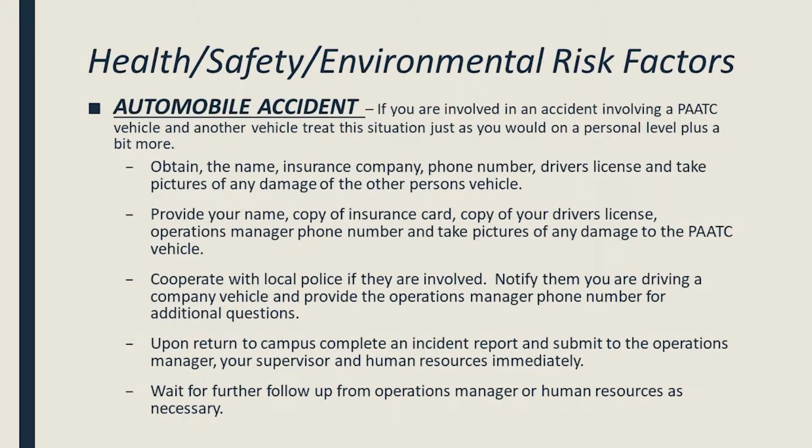Automobile accident. What do you do? If involved in an automobile accident, it's similar to when you get involved in a personal one. You want to exchange information with the person. One, driver's license, insurance, registration, contact phone number. Give them my phone number as the operations manager. They will contact me. Two, take any pictures that are required of any damage on their vehicle and your vehicle.